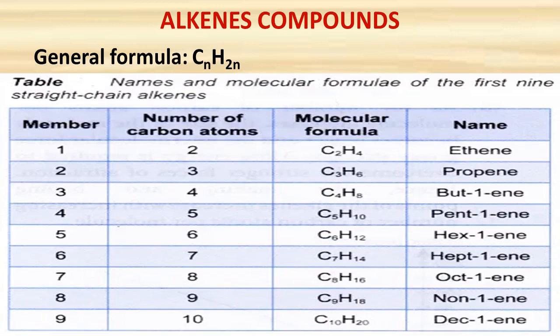If n is equal to 7, the name of the compound is heptene and the formula is C7H14. If n is equal to 8, the name of the compound is octene and the formula is C8H16. If n is equal to 9, the formula becomes C9H18 and the compound name is nonene. And if n is equal to 10, the compound name is decene and the formula is C10H20. So totally the number of compounds belonging to this class is 9, starting with ethene, where the number of carbon atoms is 2.